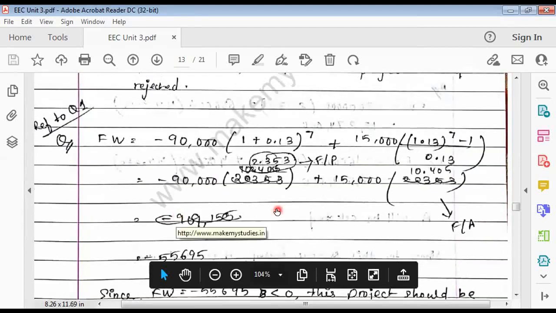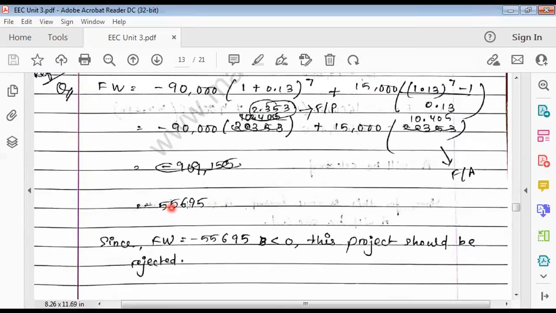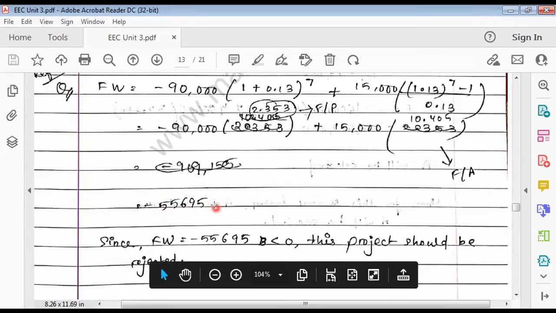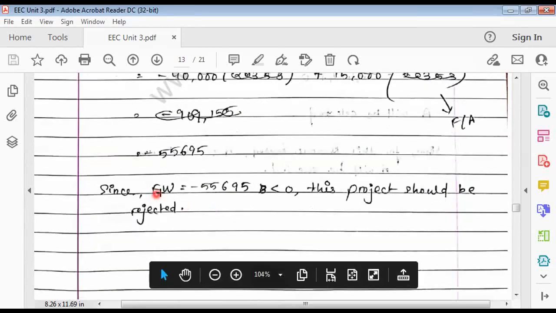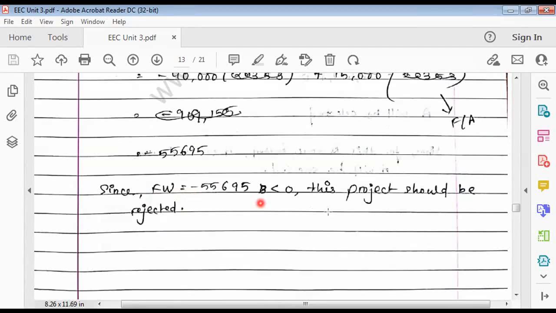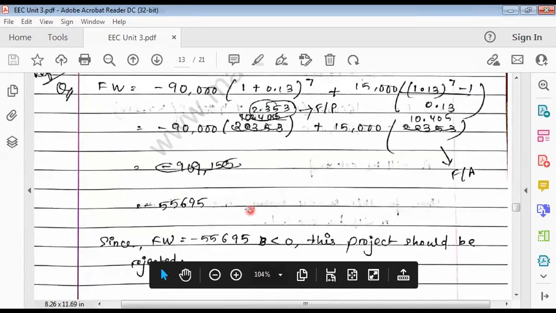You check it for yourself. Are you getting the same value or different values? A slightly different value is okay. If the value is entirely different, then either what you see on your screen is wrong, or your answer is wrong. But a slight discrepancy is all right, no issues. So always write the conclusion this way. Since the future worth is minus 55,695, which is less than 0, this project should be rejected, because that's what our decision rule says: if FW is negative, you should reject the project. Okay.